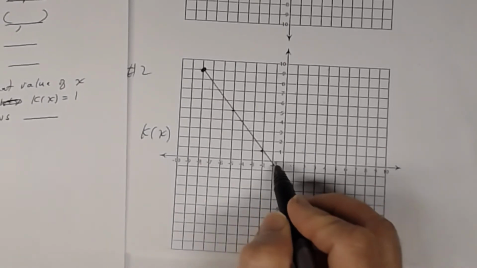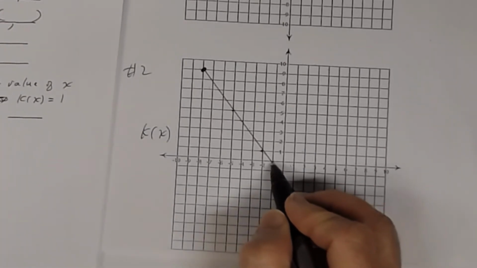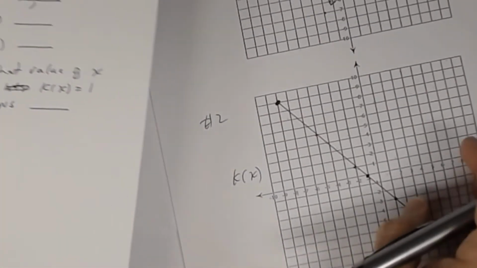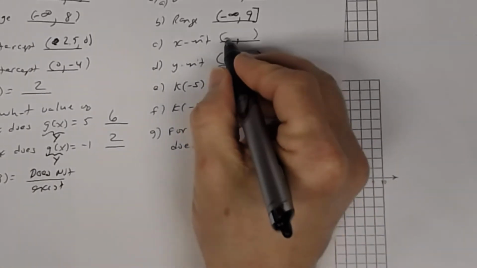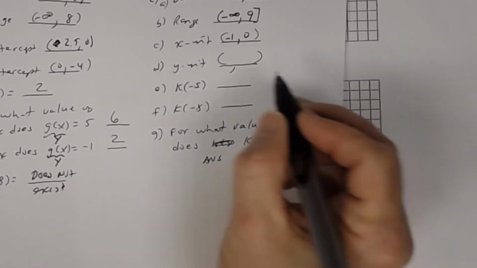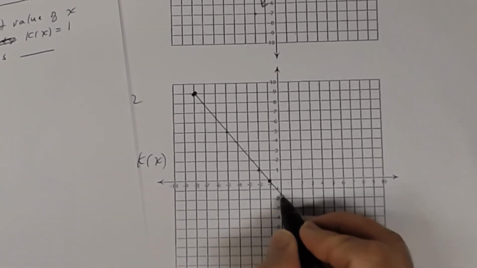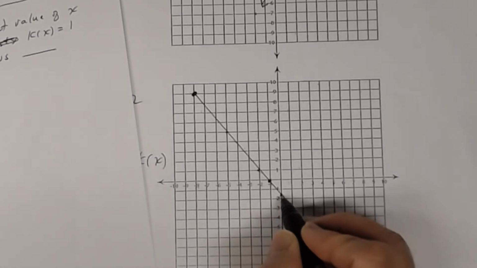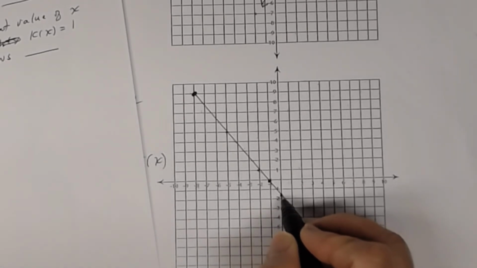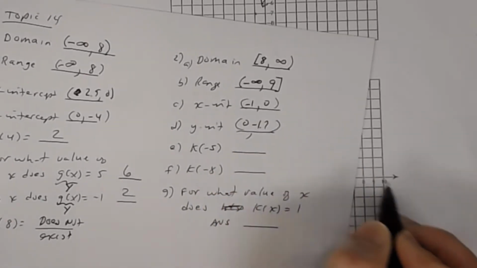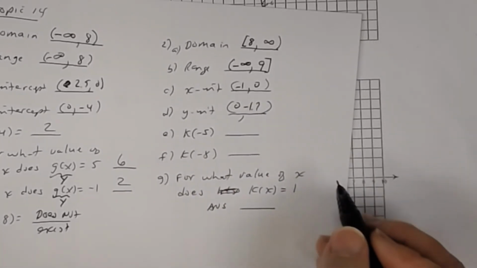So the x-intercept looks like it's about here. See it right here? So that's negative 1. So you're going to say negative 1, comma 0. The y-intercept, that's this right here. So we have to estimate this one. Let's estimate this to be, it looks like maybe negative 1.7. Just do the best you can. Negative 1.7. So you're going to say 0, negative 1.7. We have to estimate that one.